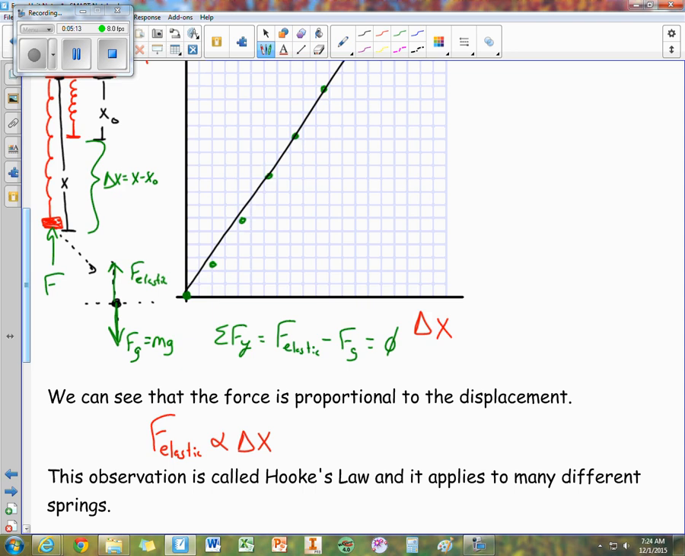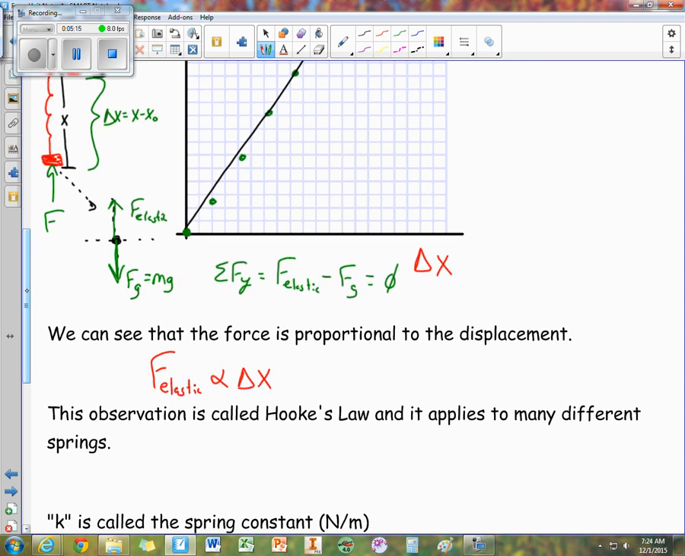So hopefully you can see that. Which means then that the elastic force equals the gravitational force as long as it's in equilibrium. So that means as long as it's not accelerating. And we talked about equilibrium before.